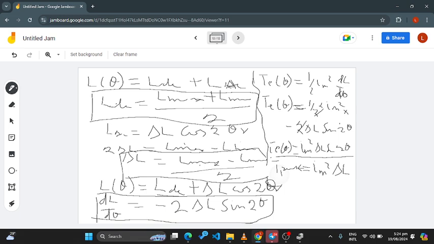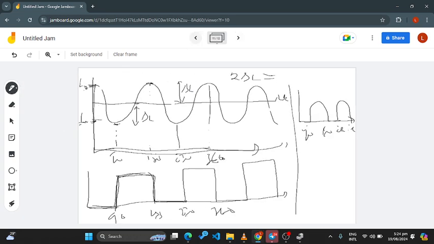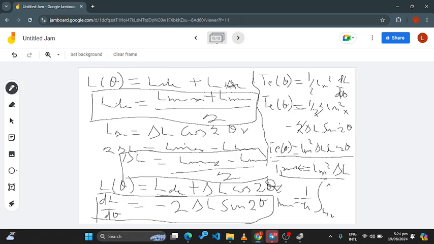So now we know the T peak. What will be the T mean? It's just 1 divided by pi as usual, the integral from pi on 2 to pi. This is 90 degrees, so that's pi on 2 to pi, of T of theta dtheta. And you know T of theta to be this expression over here. I hope this makes sense.